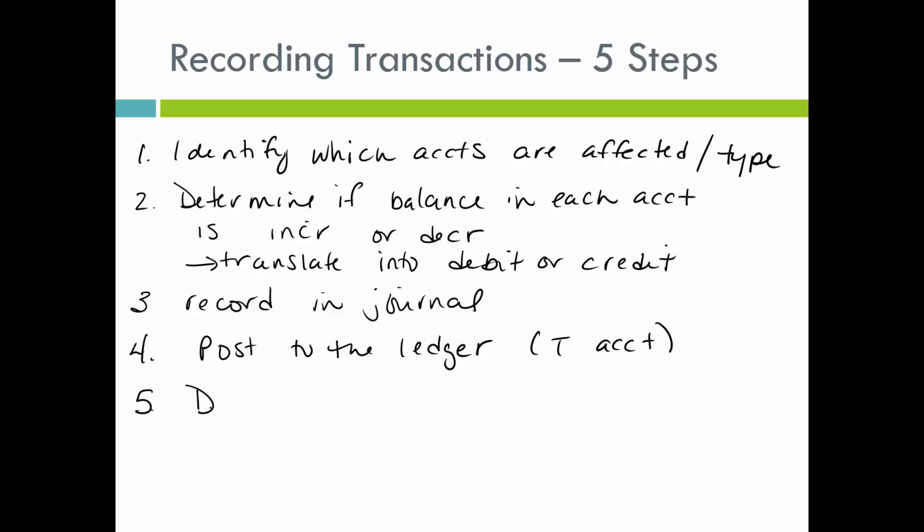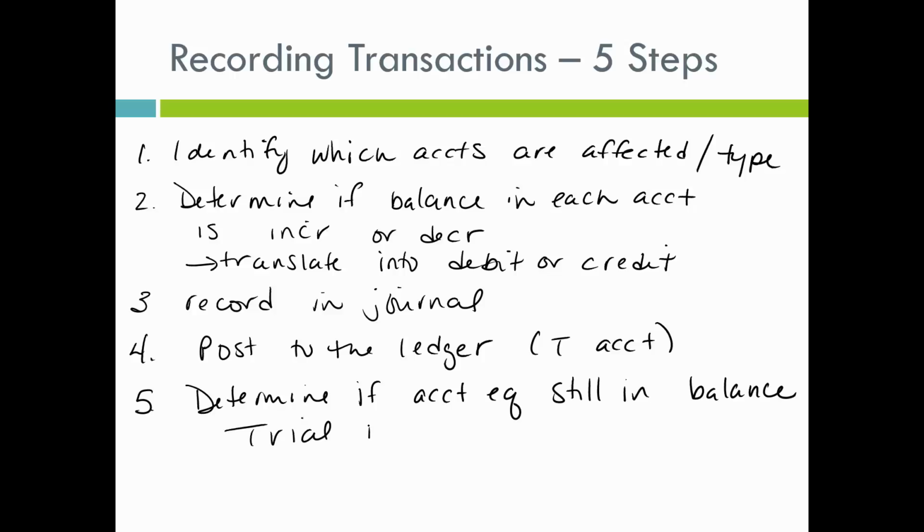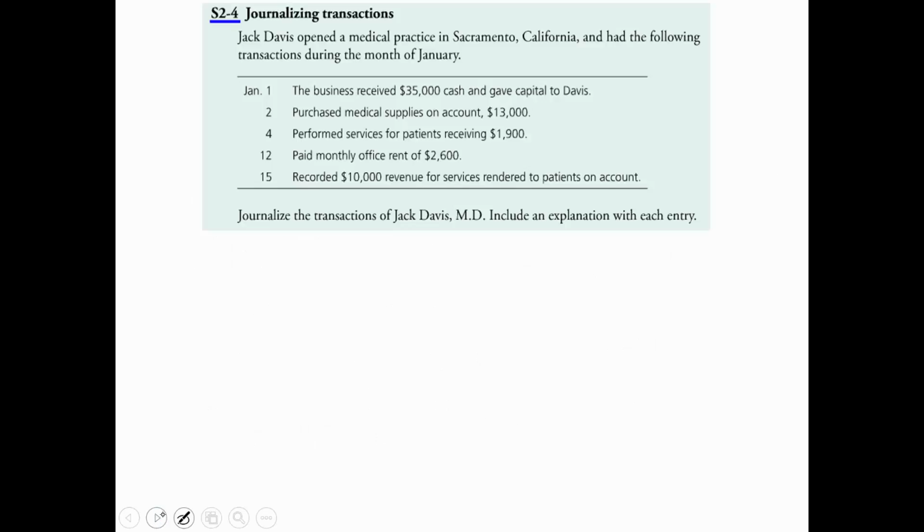Now, if you remember when we were analyzing transactions in Chapter 1 with the accounting equation, the last step was to determine if the accounting equation is still in balance. And now we're really doing that same thing, but we're going to do that through what we call a trial balance, which just pulls the balance in each account. So I'm going to record some journal entries in this video, and then I'll probably make a separate one for the ledger and the trial balance.